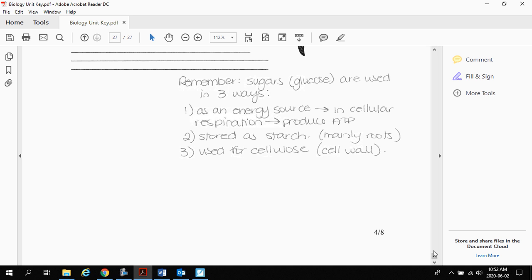So remember, sugars are used in three ways within the plant. As an energy source, if the cells undergo cellular respiration, that's creating energy in the form of ATP. Sugars are also stored as starch, mainly in the roots, or they can also be used for cellulose. And that's important for the cell walls and for the structure of the plant overall.